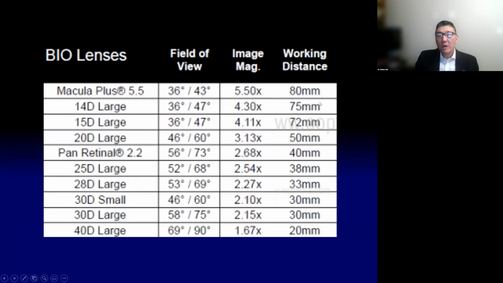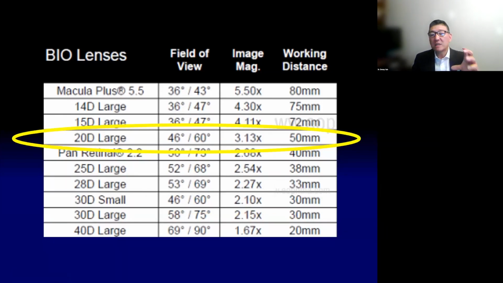And then also the working distance. Depending on what lens you're holding, the working distance changes. For example, for 20 diopters, remember the diopter is 1 over the focal length. The working distance is how far you're holding the lens away from the eyeball, and that working distance is basically your focal length. It's very close to, if not exactly, the focal length. So for the 20 diopter, that's 1/20, so that's 50 millimeters.